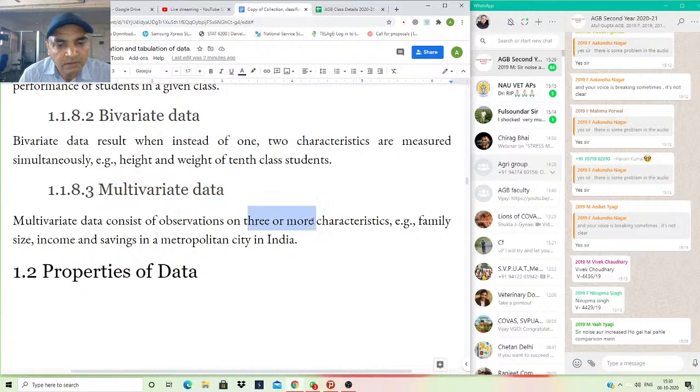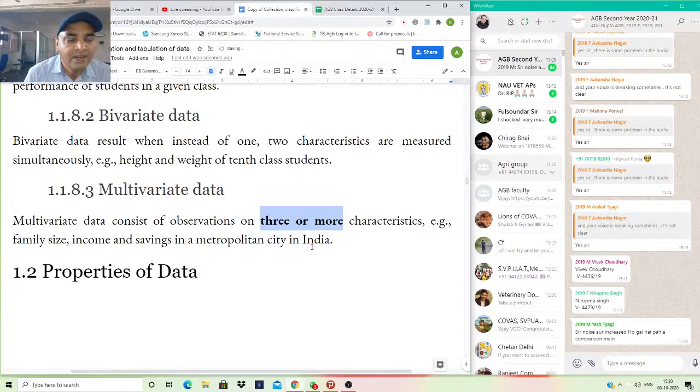Concentrate on this particular phrase, three or more. If a question comes that says two or more, then it is not multivariate. Then it is two, so it is bivariate. If it is three or more, then it is multivariate. Okay? So now, this completes our different types of data.